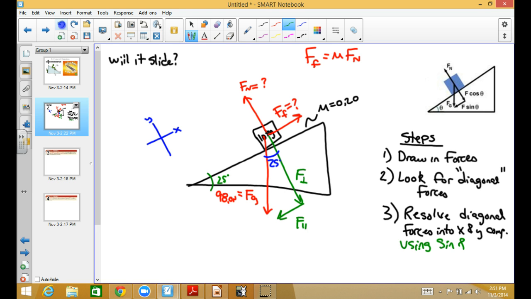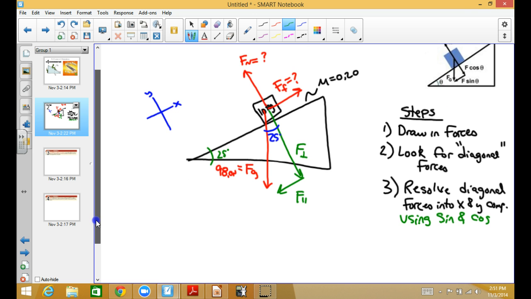So here's how I do this. I'm going to say that the sine of 25 degrees, and remember sine is the opposite over the hypotenuse, so force parallel divided by 98.